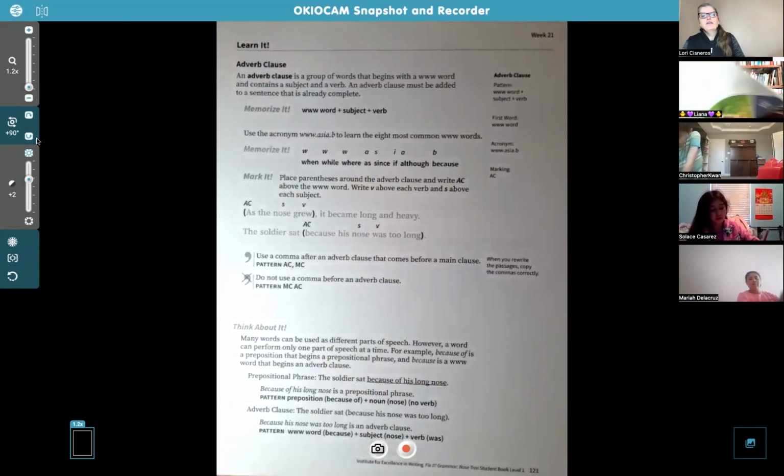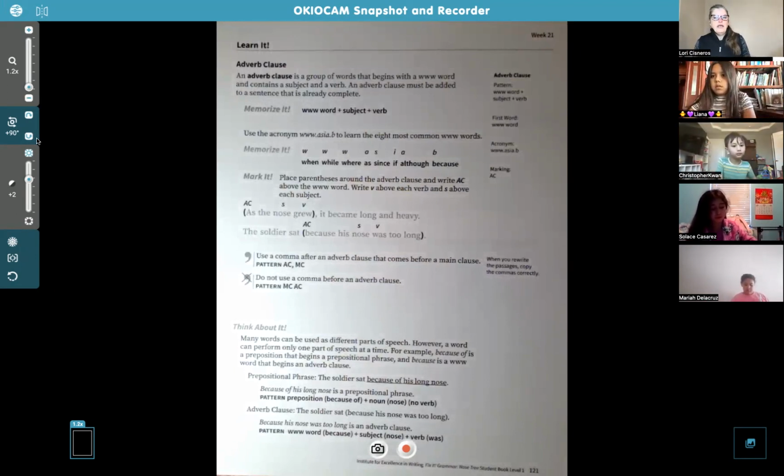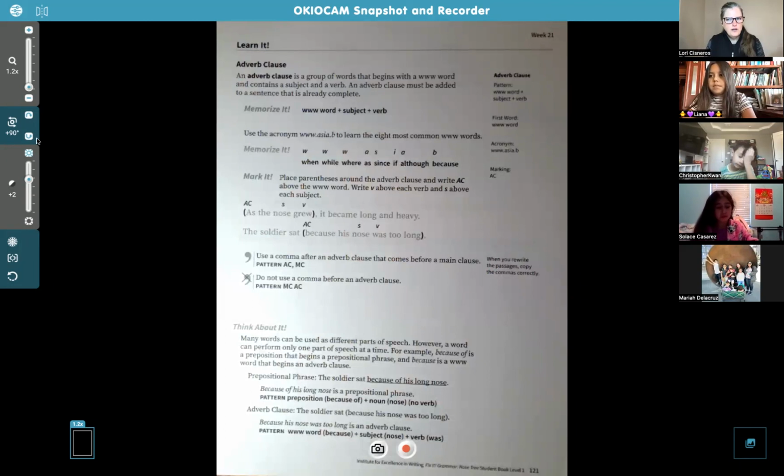We're talking about the adverb clause today. We know about ly adverbs, right? We know about those. You guys use those in your writing already, and you're really good at using those. This is a little bit different. This is called an adverb clause.